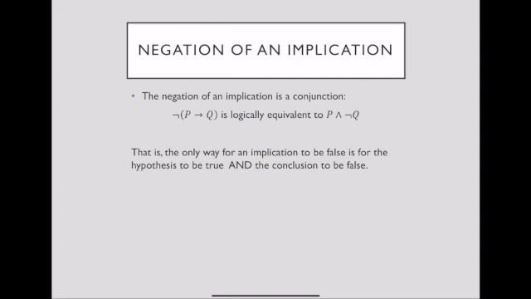The negation of an implication is a conjunction, okay? Not P implies Q is logically equivalent to P and not Q. That is, the only way for an implication to be false is for the hypothesis to be true and the conclusion to be false.